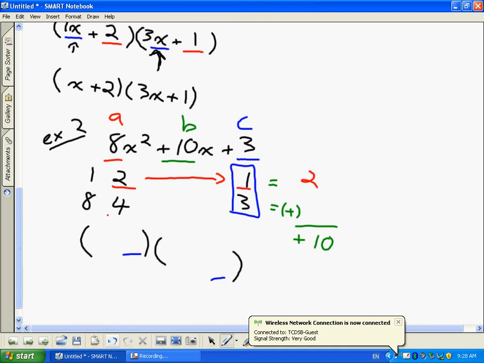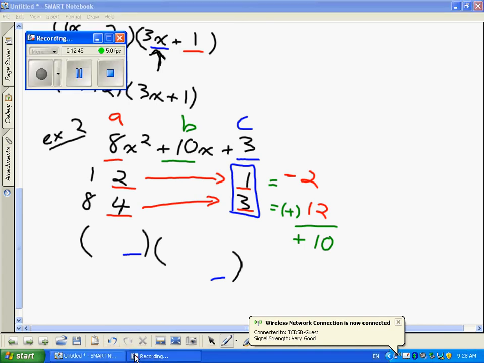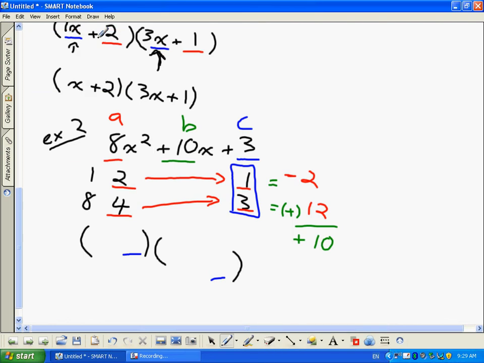2 times 1 is 2. 4 times 3 is 12. Is there a combination of 2 and 12 that's going to get to 10? Yes. How would it work? If 2 was negative. Okay? So if 2 is negative, it's going to come over to 10. The only problem here is to make that 2 negative, this 1 will have to be negative. 3 times negative 1 is not going to give us positive 3. So actually that's not going to work. We were close.